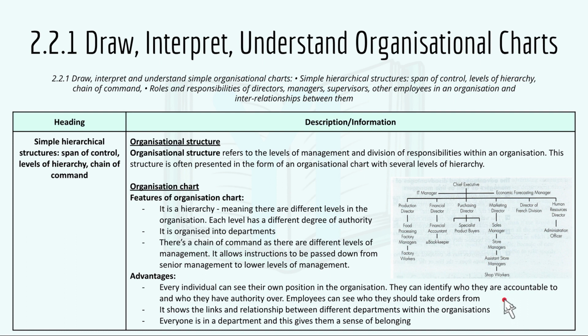An advantage is that every individual can see their own position in the organization and they can identify who they're accountable to and who they have authority over. And employees can see who they should take orders from. Number 2, it shows the link and relationship between different departments within the organization. Number 3, everyone is in a department and this gives them a sense of belonging.